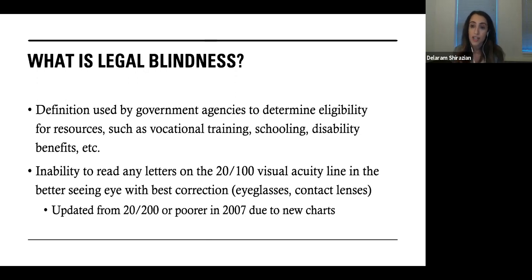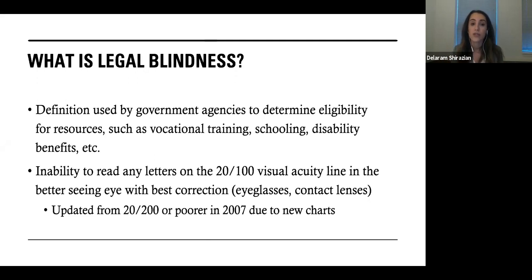So this definition has actually been updated. In 2007, it used to be if you had 20/200 or poorer acuity, you would be considered legally blind. But since our visual acuity charts, which we measure your vision, have become much more precise, they now measure between 20/100 and 20/200. So if you're not able to read any letters on the 20/100 line, you would meet this criteria.